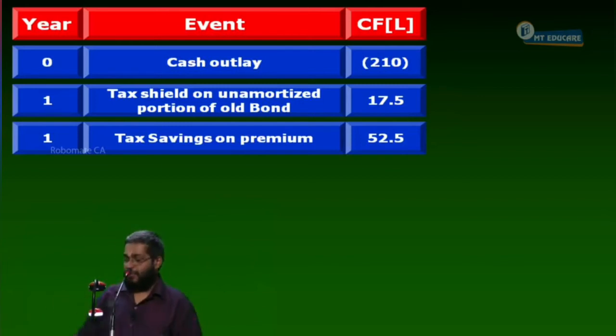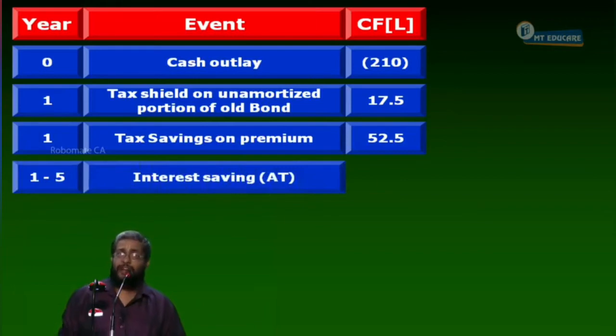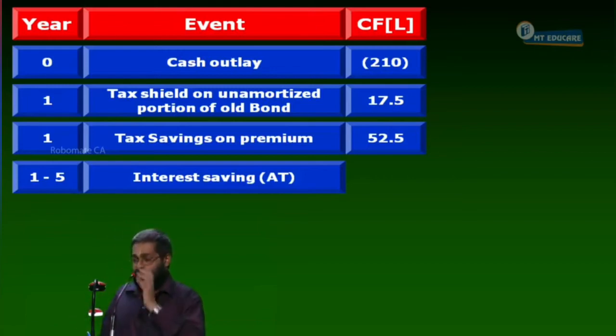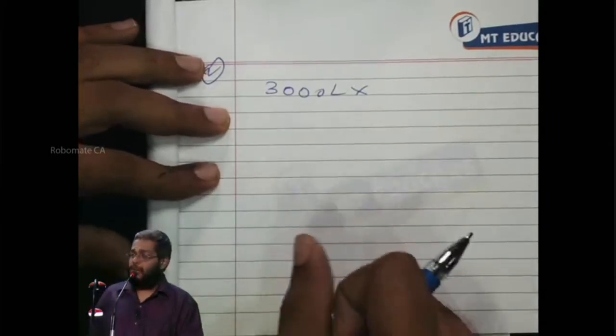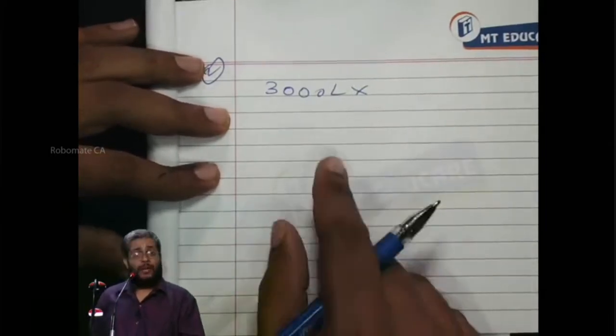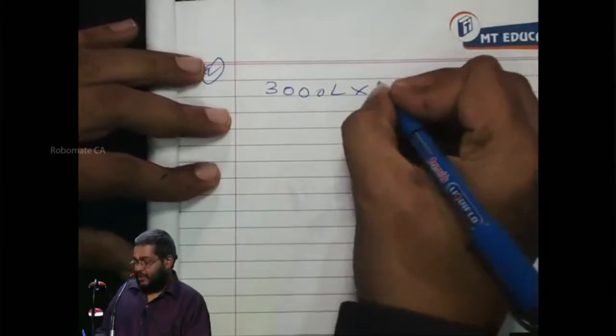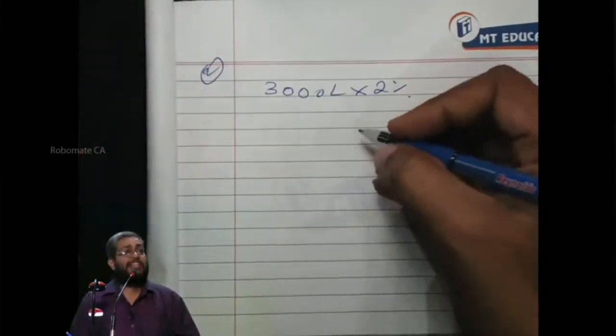Now, apart from that, every year I get some savings in interest or not? Yes. How many years here? 5 years. Interest savings after tax. Okay, very simple. Point number 2. What is the face value on which interest will be calculated? 3,000 lakhs. On which, earlier I was paying how much interest? 16%. Now I have to pay only how much interest? 14%. I save how much percent? 2%.